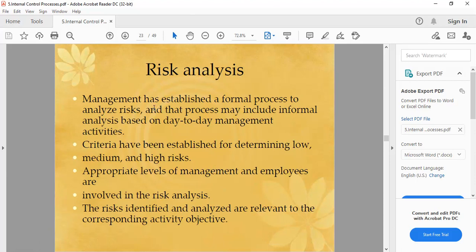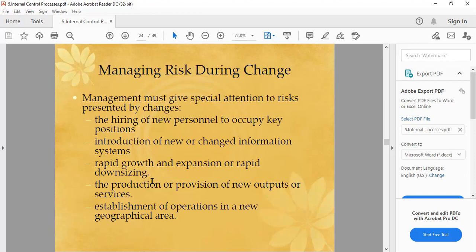So they can have formal or informal analysis, or both. It depends upon the company. Then criteria could be low, medium, and high. So organizations could be classifying such, then certain appropriate levels are involved in the risk analysis, not only the managers, but also the employees. And of course, the risks should be relevant to the objectives of the company as a whole. Now, how do we manage risk during change?